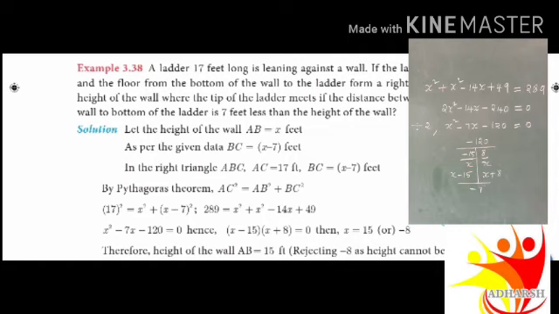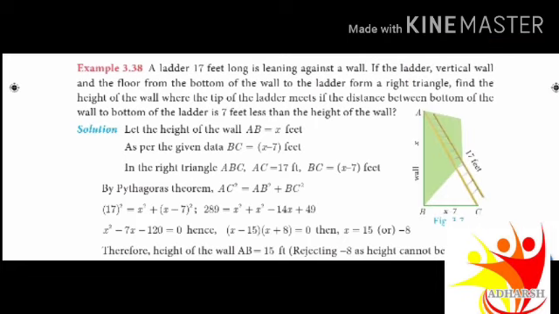This is a quadratic equation, solved by the factorization method. Multiply to get minus 120, and the sum is minus 7. Then we get the 2 numbers, minus 15 and 8. Therefore we get x minus 15, x plus 8. Now we get x equal to plus 15 and x equal to minus 8.